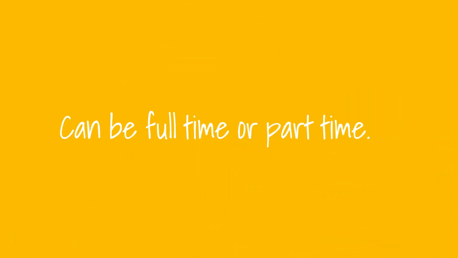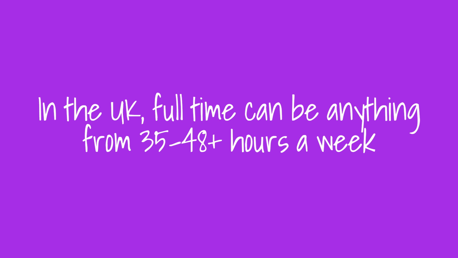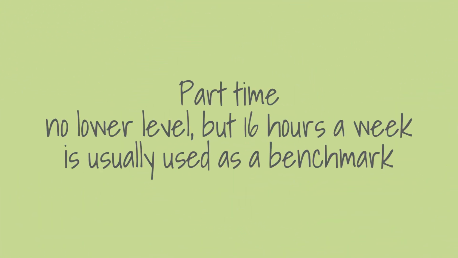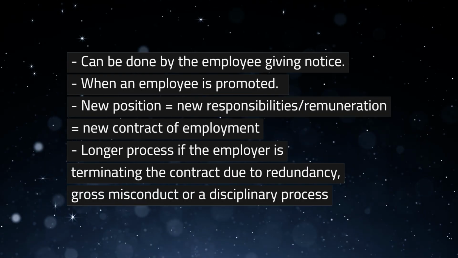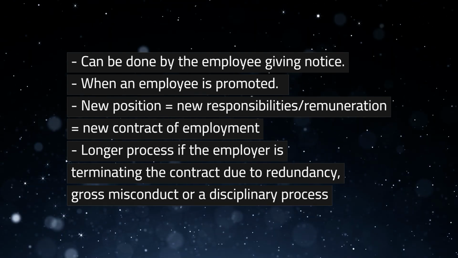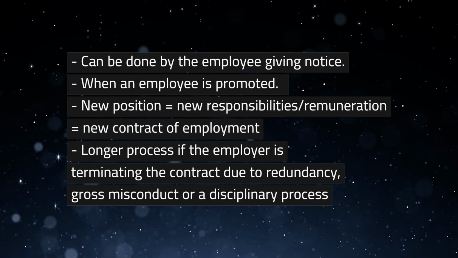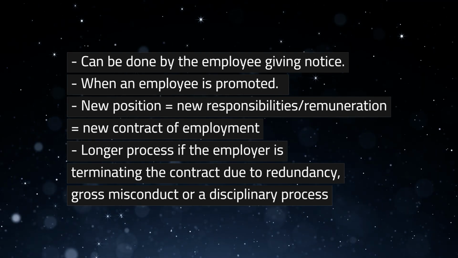Can be full-time or part-time. In the UK, full-time can be anything from 35 to 48 plus hours a week. Part-time has no lower level, but 16 hours a week is usually used as a benchmark. Terminating a permanent contract can be done by the employee giving notice. When an employee is promoted, new position equals new responsibilities and remuneration, which equals a new contract of employment.